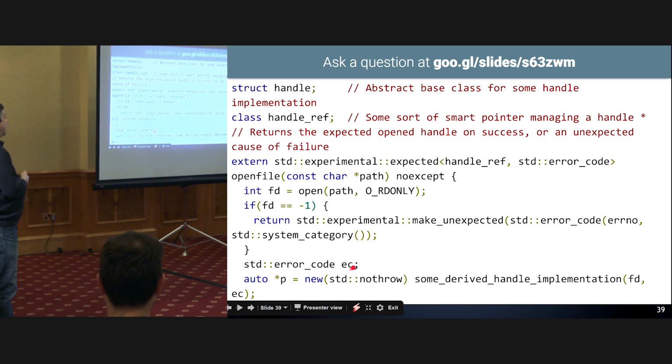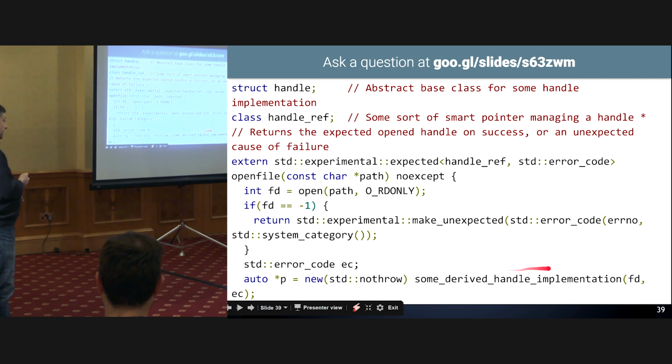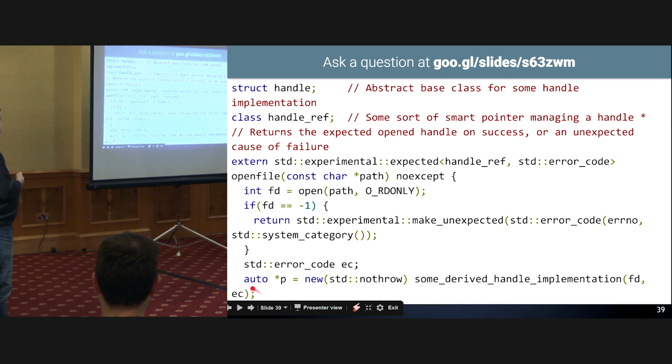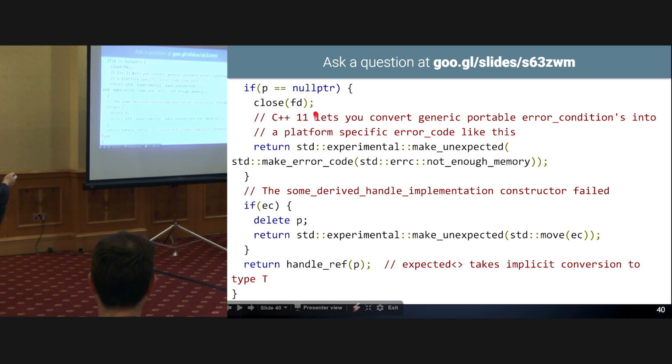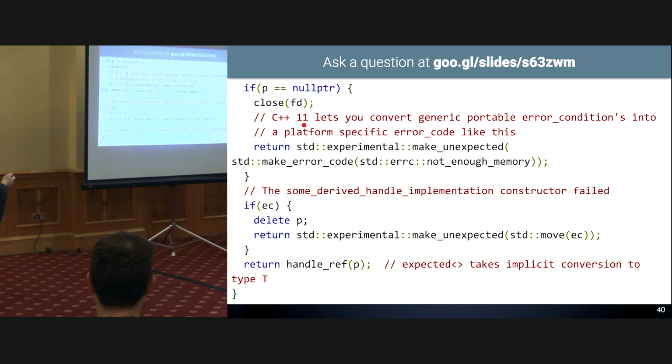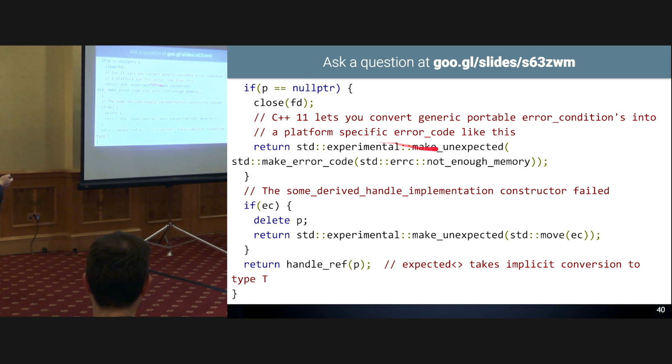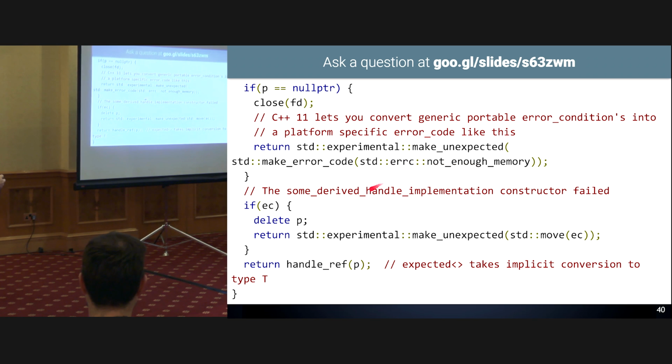Down here, you create your error code, and you call std new with std nothrow, so it never throws, and you're calling some derived handle implementation the same as we were in the last example of this. We're passing in the EC. Once again, if the memory failed to allocate, we close the file descriptor. We convert the portable error condition of not enough memory into an error code, which we then return using a make unexpected, and that then wraps out and fires out the return.